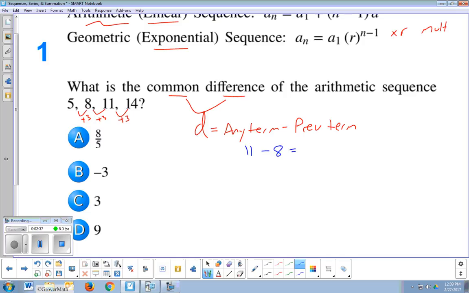11 minus 8 is 3. So here your common difference is 3, and that's all this is asking for: what is the common difference? How do I get from one term to the next? So in this case, d would equal 3. But any term minus the one before it is how we can get there.